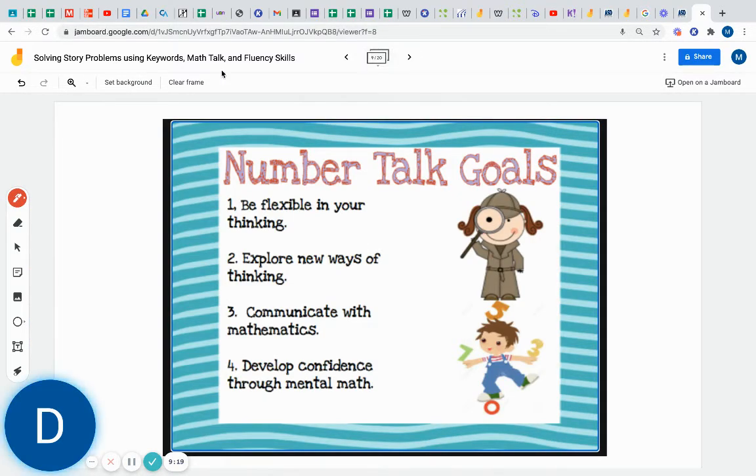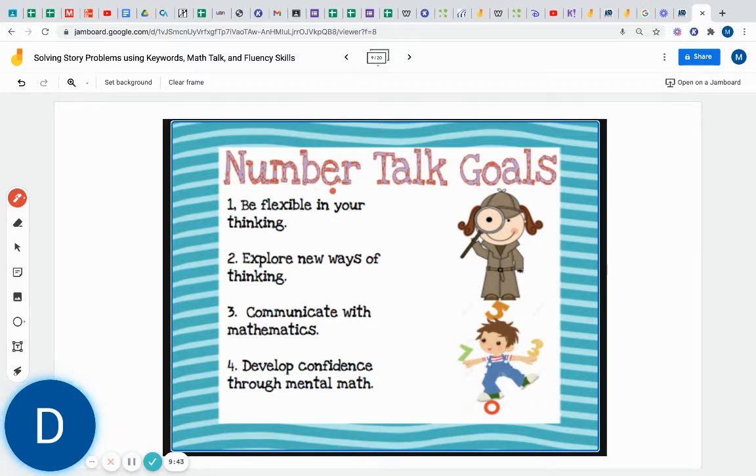The next thing I wanted to go over is our math talk. Math talking about what we're doing helps us in better understanding what our answer is and in being able to try to solve things by ourselves and developing that confidence and resilience that we need to be more proficient at our math skills.